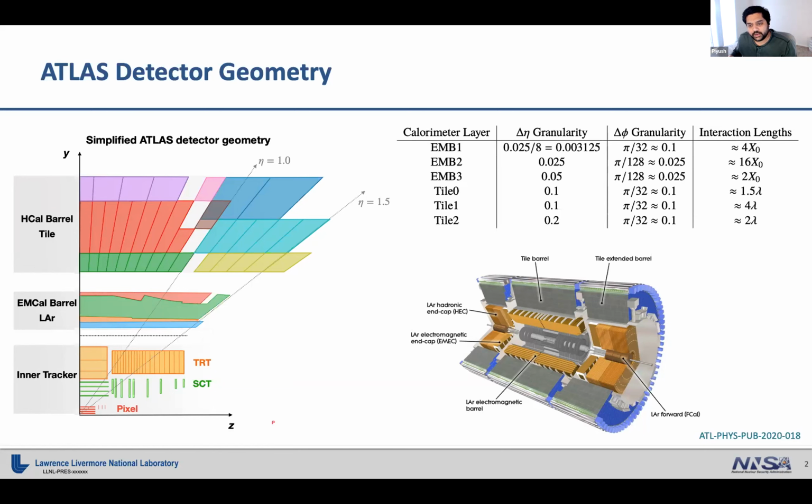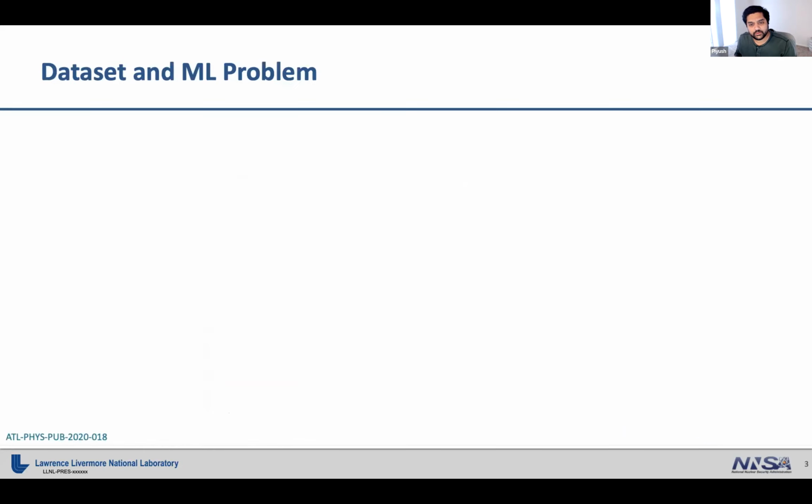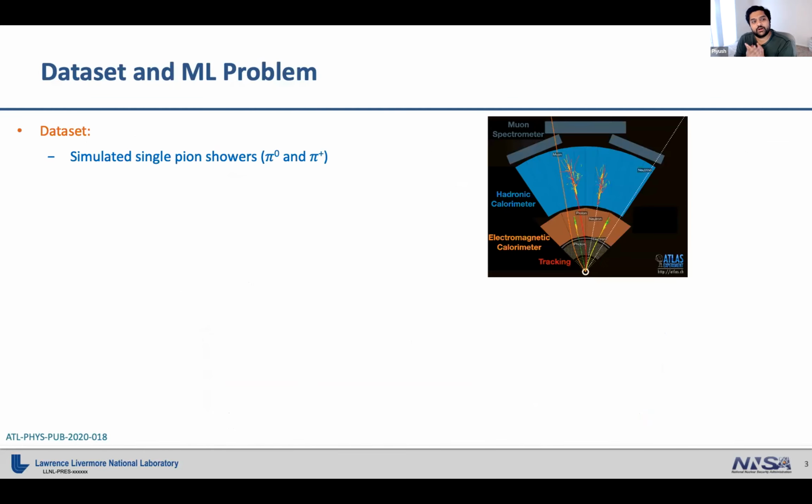So the data we've been working with is mainly simulated data of single pion showers, neutral and charged pions, and we use something called topo clusters as input to our models, which I'm guessing most of you are aware are 3D objects that represent local particle clusters. So we are not using the whole event data, but clusters of data, and we could have multiple clusters for any given event of a pion shower.